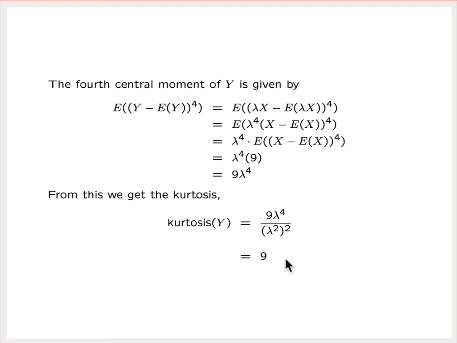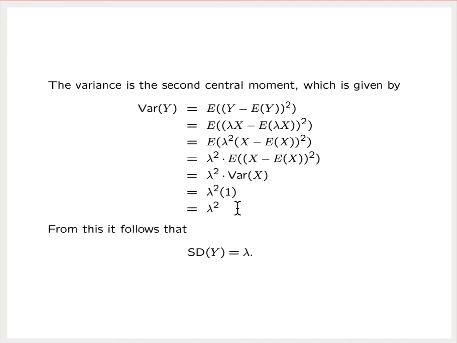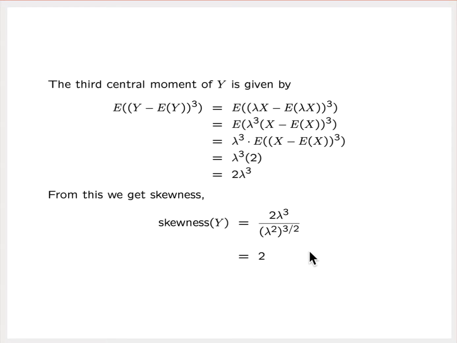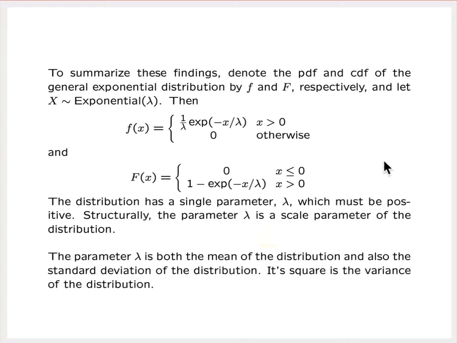So the mean of the distribution is lambda. That does depend on lambda, obviously. The variance is lambda squared. The standard deviation is lambda. So the mean and the variance and the standard deviation depend on the parameter lambda for the general exponential distribution, but neither the skewness nor the kurtosis depend on lambda. Okay, so that is all we're going to say about the exponential distribution, at least for now.